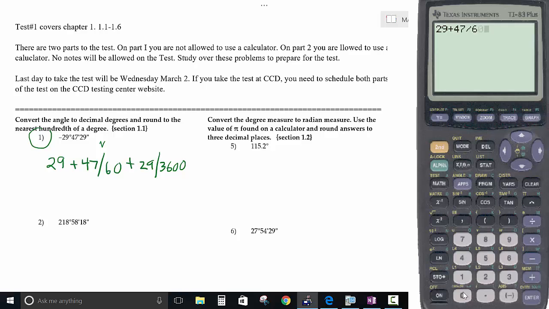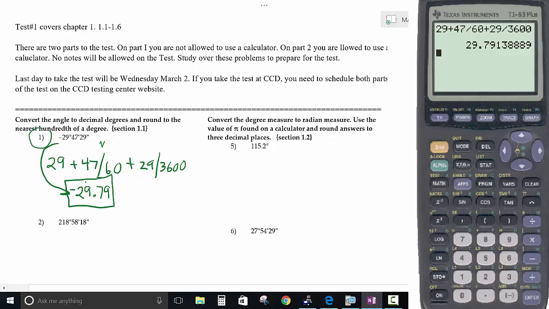So you can put it in like this, and let me show you what happens if you do this. Okay, so you get this. The answer to this problem definitely would be, and I want you to round this maybe to the hundredth of a degree, so that would be 29.79 if you're rounding to 2 decimals. Then you just tack the negative on like that, so that would be the solution of that problem then.